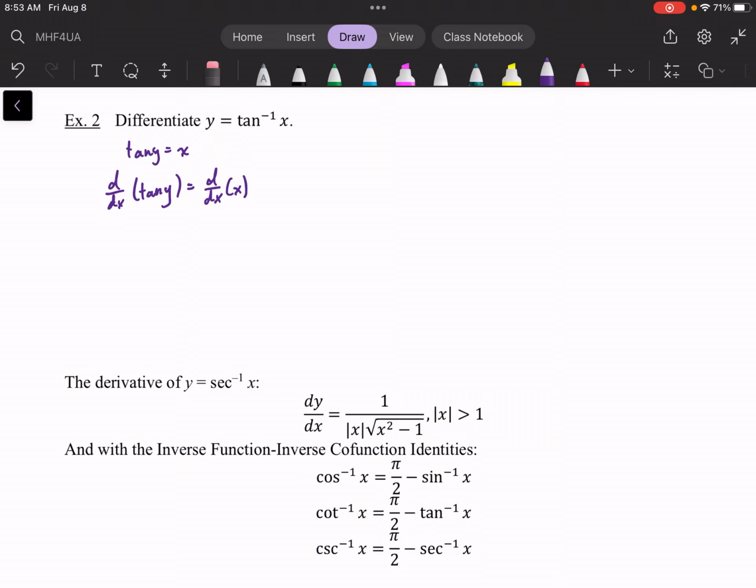Now remember, the derivative of tan y is secant squared y. Again, we've got to multiply by dy over dx. And the derivative of x is, again, 1. So, dy over dx is equal to 1 over the secant squared of y. Now, again, we don't want to have it in terms of y. We want to have it in terms of x.